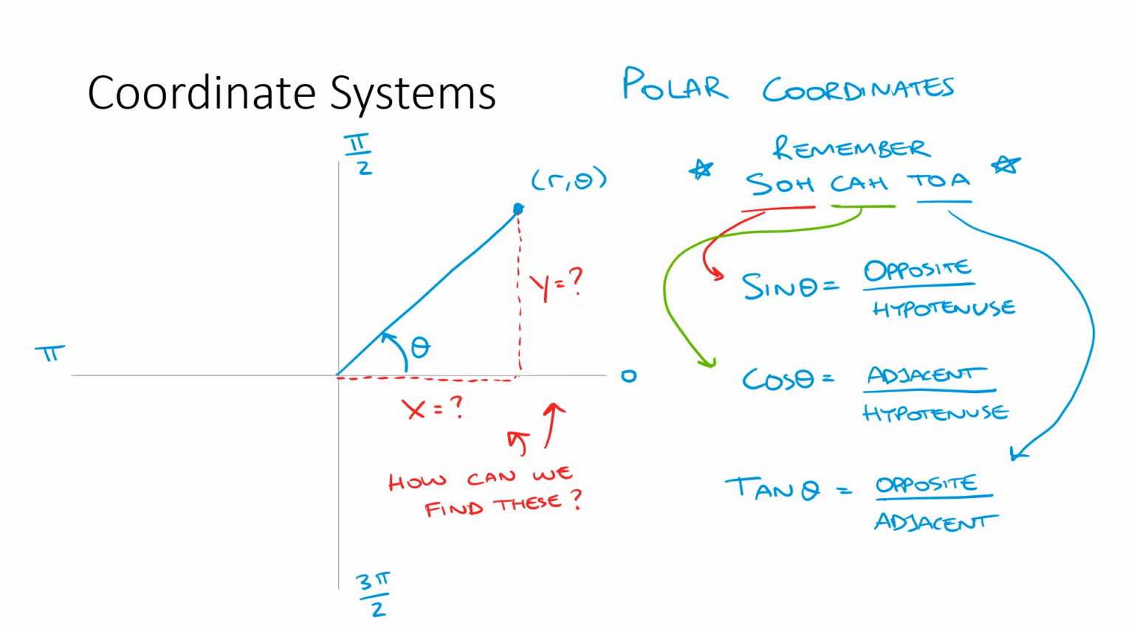And we can just go to the other terms. This middle part is cosine, is adjacent. So A is adjacent. This is the adjacent side of the triangle, adjacent over hypotenuse. And lastly, TOA is tangent. The angle is opposite over adjacent.